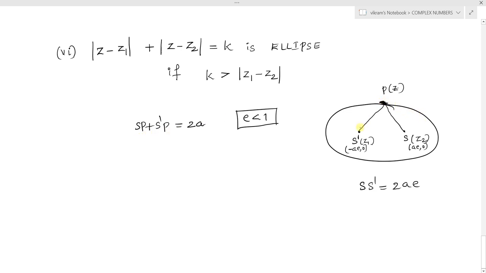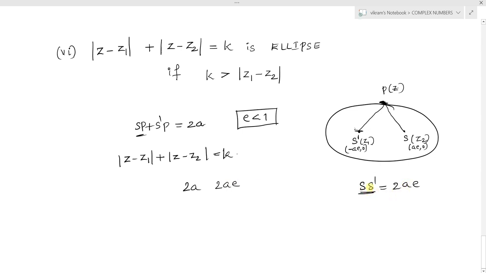SP is nothing but OP minus OS, which is the mod of z minus z1, and S'P is represented as mod of z minus z1, and SP is represented as mod of z minus z2, equals 2a, otherwise a constant K. Then I can represent this as a constant K, where K equals 2a, and we have 2a and 2ae.